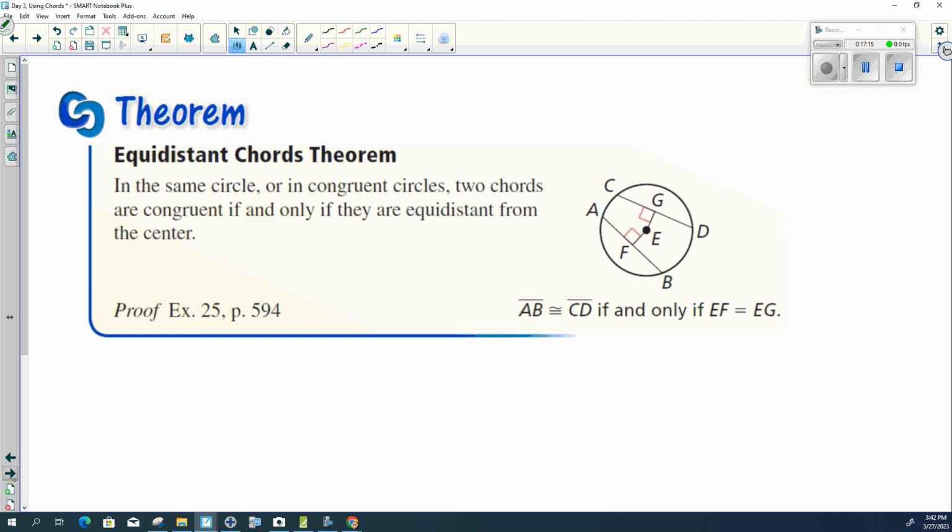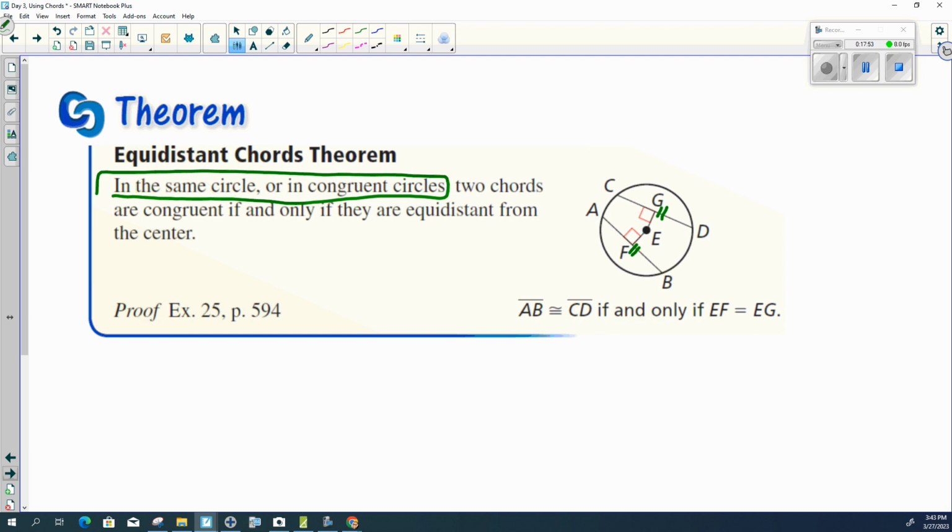Equidistant chord theorem. So on your paper, you need to write, and this is that box down below, in the same circle or in congruent circles. So this starts out the exact same as the congruent corresponding chords theorem. So our picture is of the same circle, but they could be different circles. So two chords are congruent if and only if they are equidistant from the center.